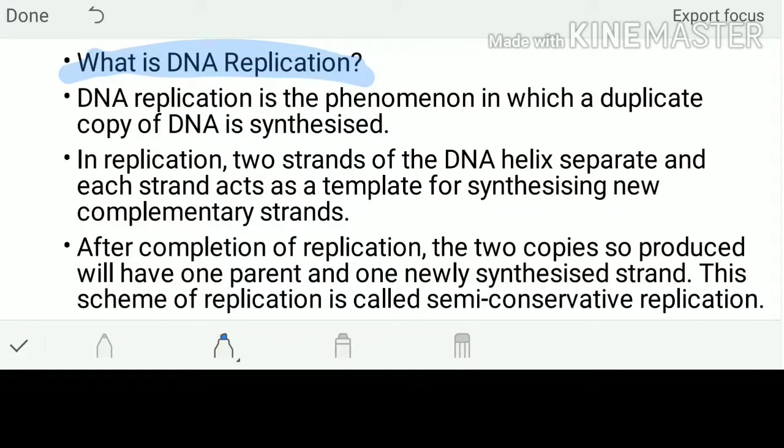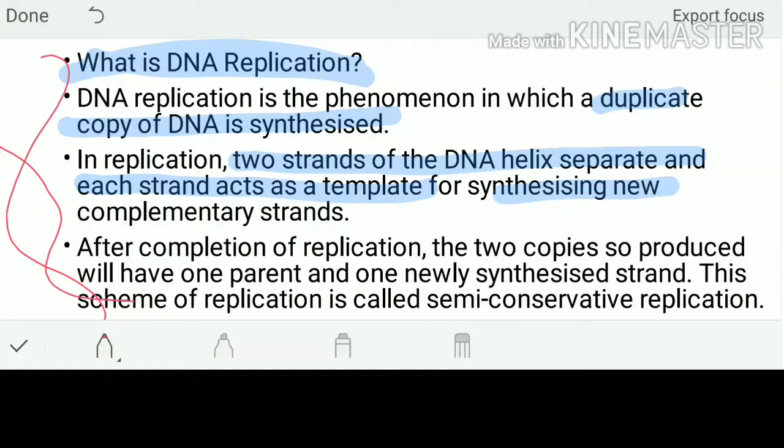It is a phenomenon in which a duplicate copy of DNA is synthesized. Here the two strands of the DNA helix separate and each strand acts as a template for synthesizing a new strand. If I draw it, here I have a DNA like this, and on this strand another strand is forming, and on this strand another strand is forming. So this is the case of DNA replication.